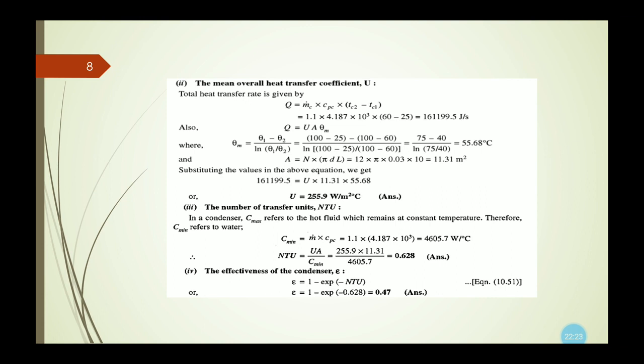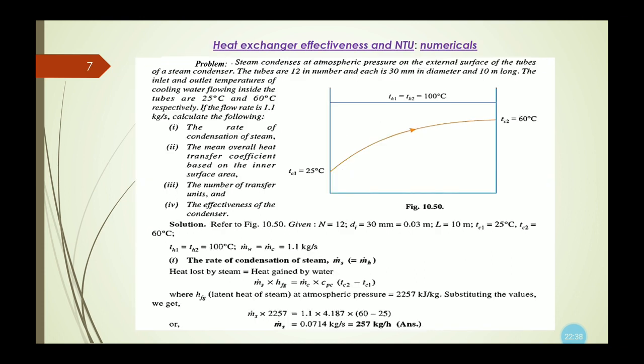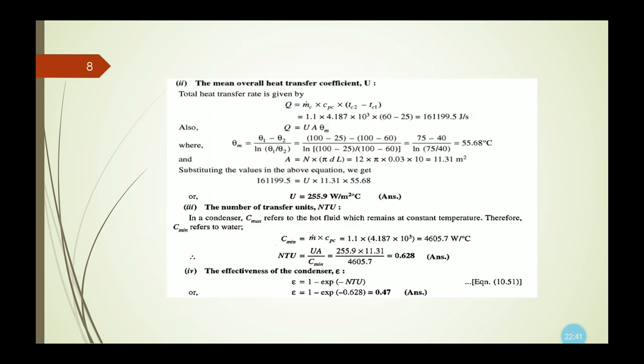Now again, we know the formula for the total heat transfer rate in terms of the LMTD. Q equals UA theta M, where theta M is the LMTD. The formula for the LMTD we can calculate using the equation theta 1 minus theta 2 divided by ln theta 1 by theta 2. Theta 1 and theta 2 are the temperature differences at the inlet and outlet of the hot and cold fluids respectively. All these values are known to us, so we can put them here and calculate the LMTD, that is the logarithmic mean temperature difference.